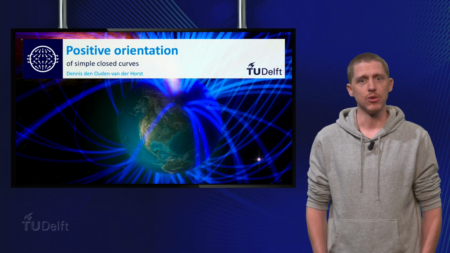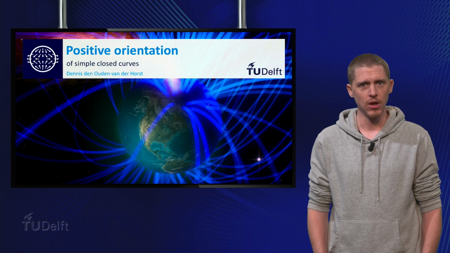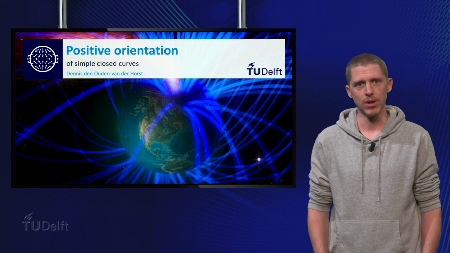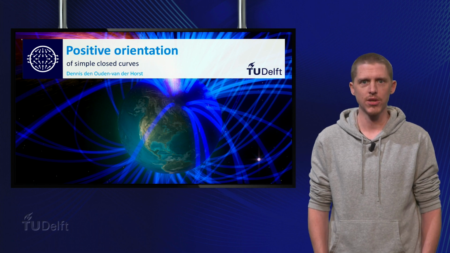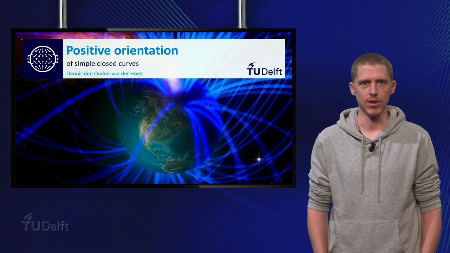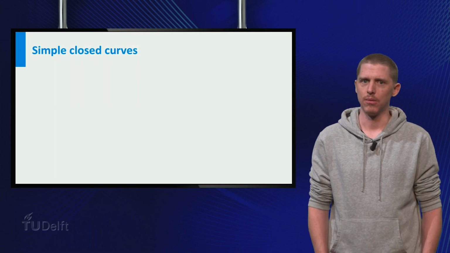However, to be able to do this, we must have a planar simple closed curve which has a positive orientation. In this video, we will give the definition of the positive orientation of a planar simple closed curve and how you can determine this. Let us start with some stuff we need in this video.